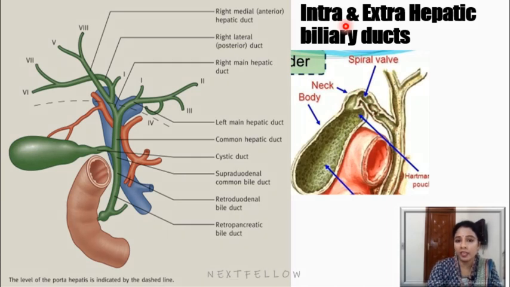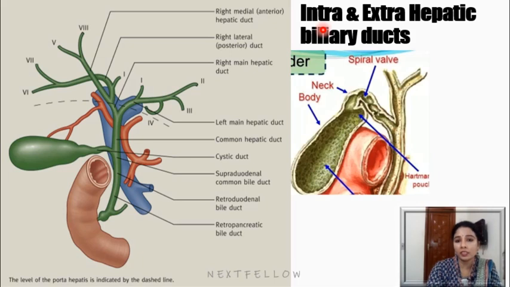So the spiral valve keeps the cystic duct constantly open so that the bile can flow freely in either direction. It can go from the hepatic duct into the gallbladder, and from the gallbladder into the common bile duct. That is the importance of the spiral valve or valve of Heister.